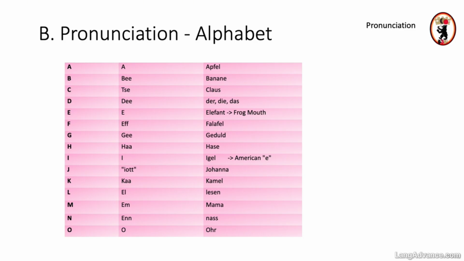H, Hase, rabbit. E, eagle, hedgehog, which is the American E. J, Johanna. K, Kamel, camel. L, lesen, to read. M, Mama, mom. N, nass, wet. O, or, ear. So that one is not an O, it's an O, straight.